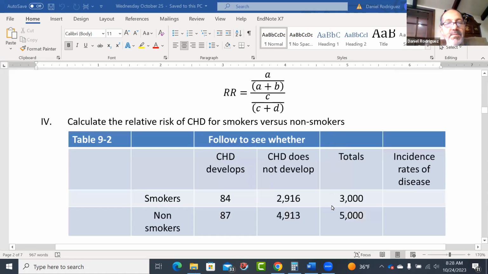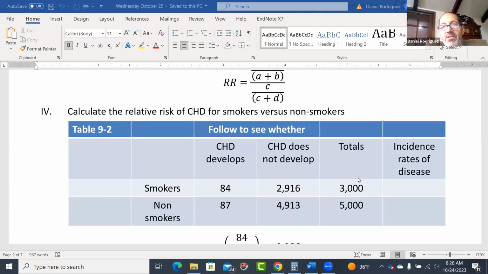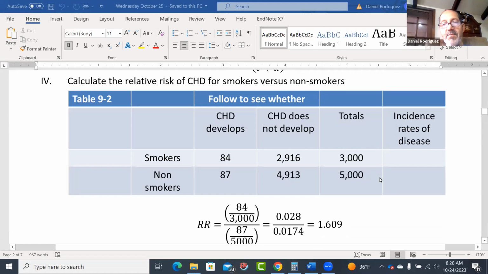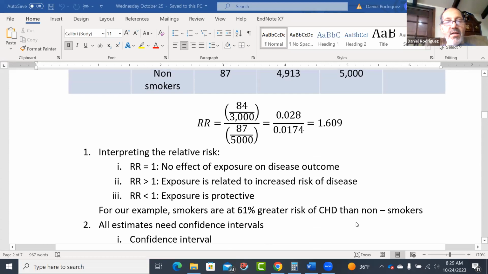So here's an example. You want to calculate the relative risk of coronary heart disease for smokers versus non-smokers. And here are our data. We have smokers. There were 3,000 smokers and there were 5,000 non-smokers. And among the smokers, 84 developed CHD. So that's the acronym for coronary heart disease. And among non-smokers was 87. So if we do our division here, right, 84 divided by 3,000 and divide that by 87 over 2,000, we get our relative risk. In this case, it's 1.609.